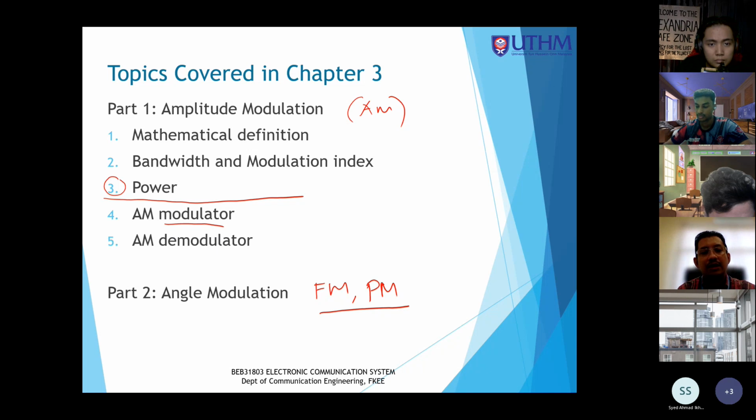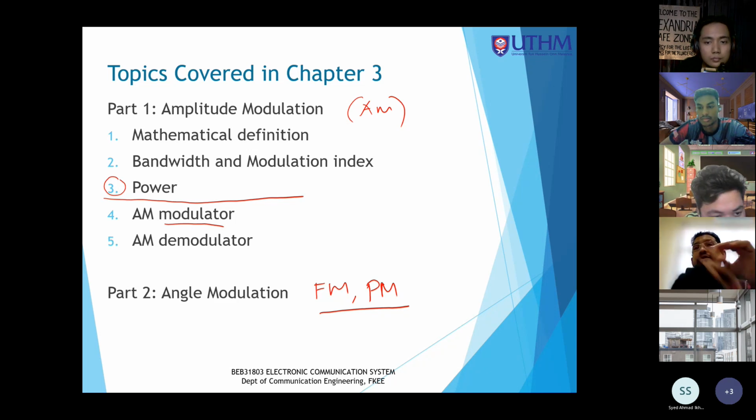So modulator adalah satu bahagian di dalam transmitter. It's a part of the transmitter which modulate the input message with the analog carrier and produce the AM signal at the output, so that we can transmit as an electromagnetic wave in the radio frequencies, so that we can transmit through the wireless medium. Okay. So modulator, kita akan lihat beberapa jenis modulator di dalam transmitter, dan kita juga akan lihat beberapa jenis demodulator.